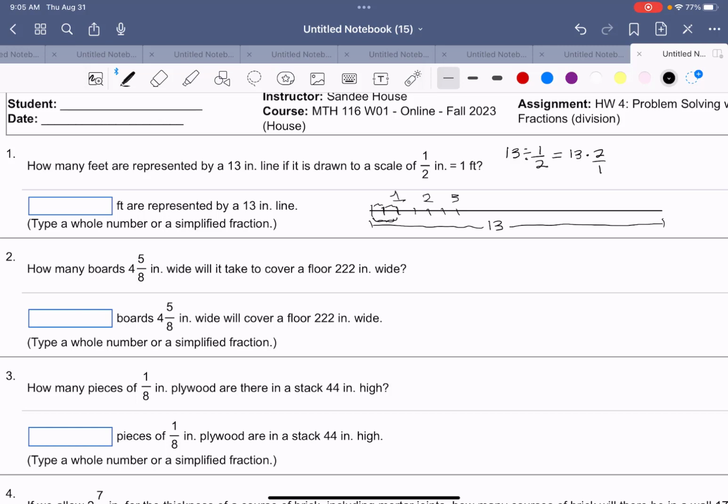when you divide by a fraction, you change it to multiply and you flip. So that's the rule for division. Change and flip. Okay, change to times. Flip the number after division. And so this would turn out to be 26. And that would make sense because every foot is divided into 2 sections. 2 sections times 13 would be 26.